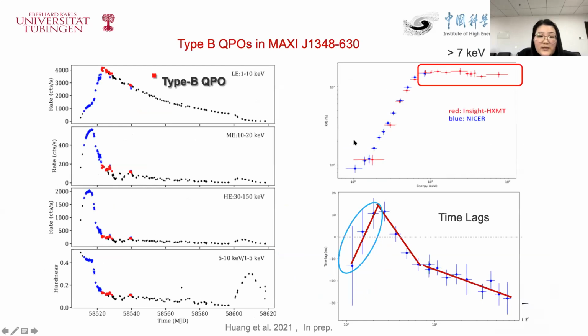The last one is the type B QPOs in MAXI J1348-630. We are able to observe the type B QPOs in the energy range 1 to 100 keV, and the RMS of this QPO is about 7 keV. It's about constant above 7 keV. Most importantly, it can be well explained by the jet precession model we proposed, but for the time lag, we observed below 3 keV.